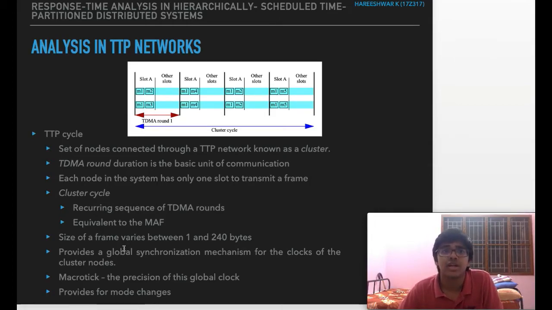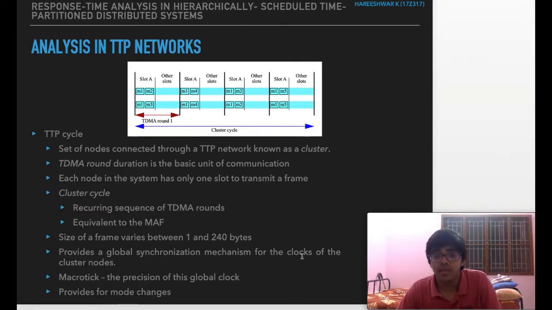The frame can vary from 1 to 240 bytes depending on the situation in which we use this. The application determines the size of the frame, and this method also has certain advantages since it provides for mode changes. That is, if it has multiple cluster cycles, it can switch between them, and also provides a global synchronization mechanism for the clocks of the various clustering nodes.